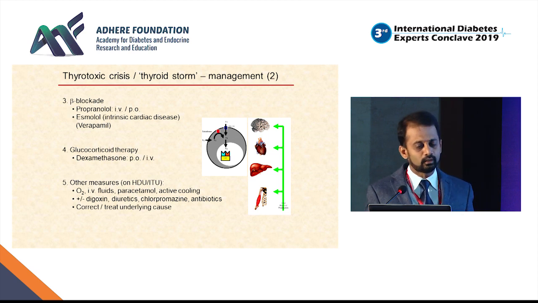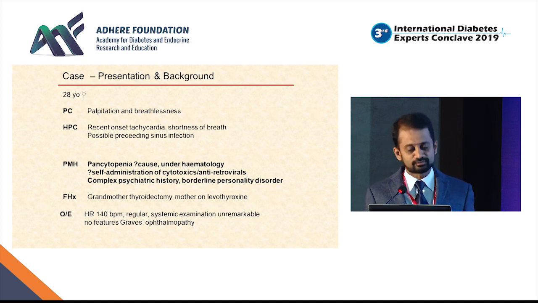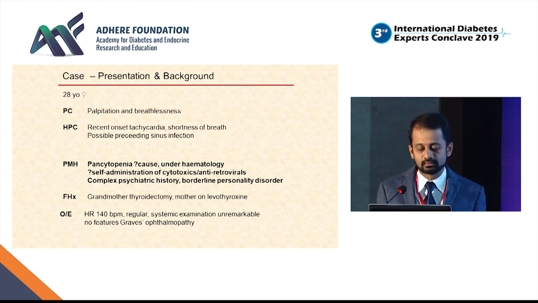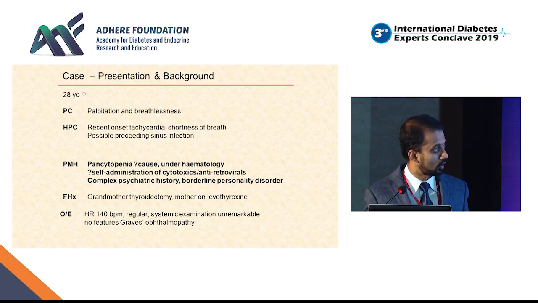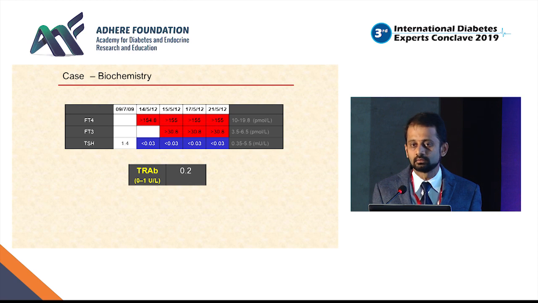So the next case is a 28-year-old with palpitation and breathlessness, recent onset of tachycardia, and this is the thing I want you to focus on: pancytopenia and self-administration of a cytotoxic drug and antiretrovirals. It's a complex psychiatric history, borderline personality disorder. Heart rate is 140. So these are all way high. Can anyone come up with a diagnosis?